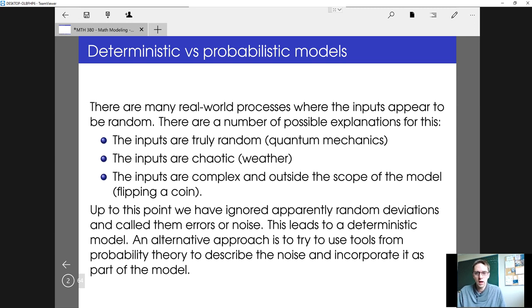For example, in quantum mechanics, we have states of a system which are actually, as physicists best understand, truly random. There are unpredictable things in quantum mechanics that we cannot actually predict. There are other situations where the behavior looks random, but it's actually chaotic. So weather is a classic example of this.